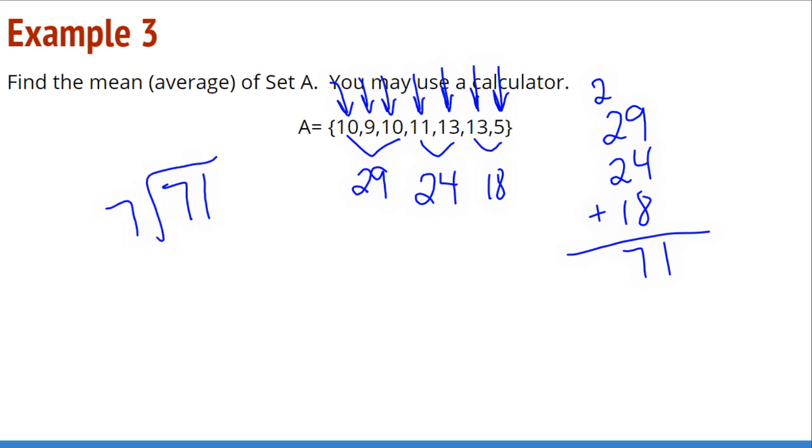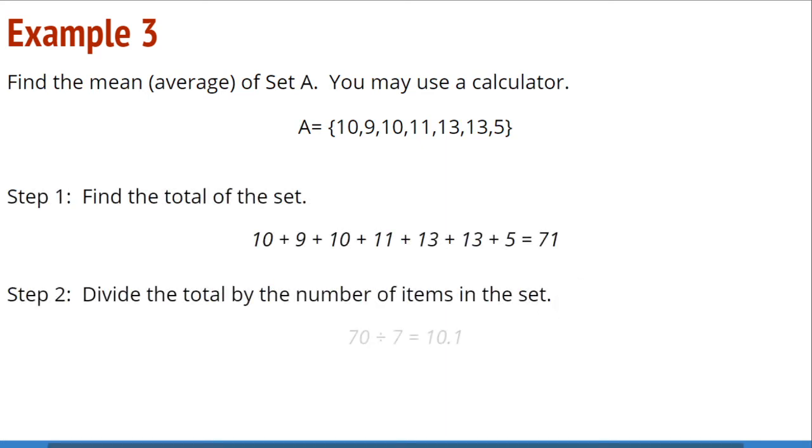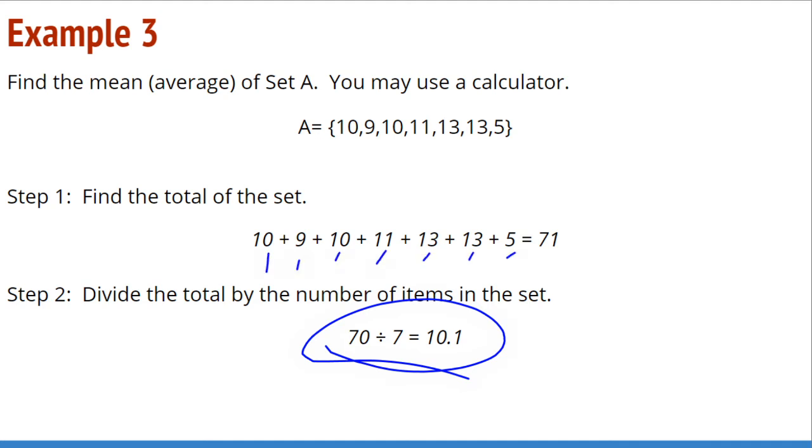71 divided by 7. 10 times 7 will get me 70. And that's going to leave me with 1/7. So add them together, get 71, divide. I think I typed in something wrong there. I'll have to go back and fix that. But we saw that we've got a mean of 70 and 1/7. 1, 2, 3, 4, 5, 6, 7. Yep, 71. So I'll have to go back and fix that.